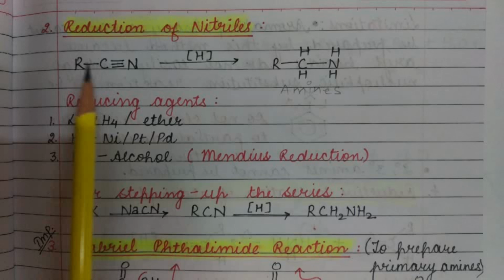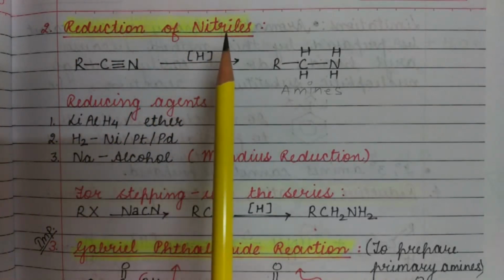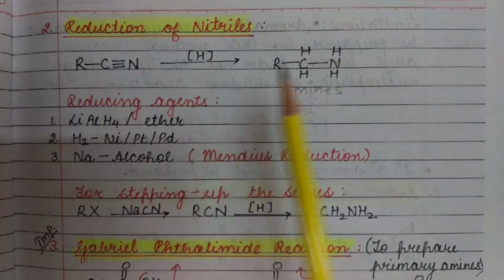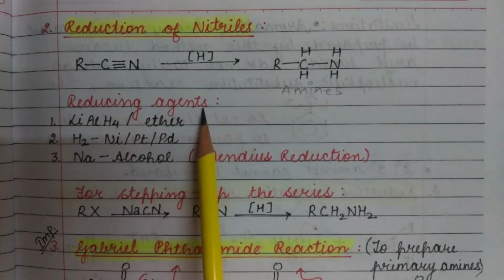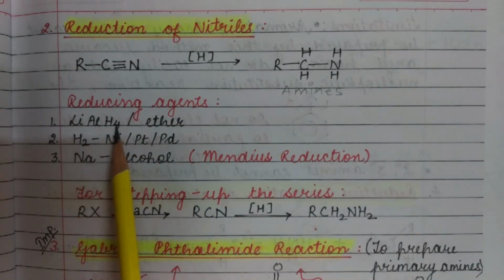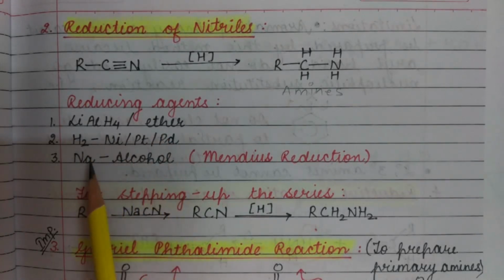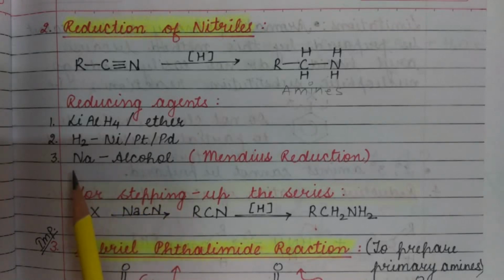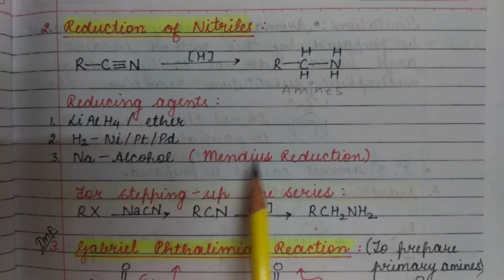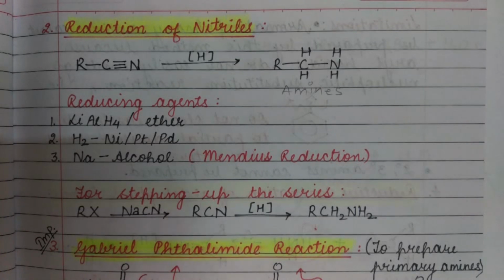The second method of preparation of amines is reduction of nitriles. When nitriles are reduced, they form amines. The reducing agents that can be used are lithium aluminium hydride in the presence of ether, hydrogen in the presence of nickel, platinum, palladium, and sodium in the presence of alcohol, and this reaction is named as Mendius reduction when this reducing agent is used. For stepping up the series, that means to add more carbons to the compound, we use this method.